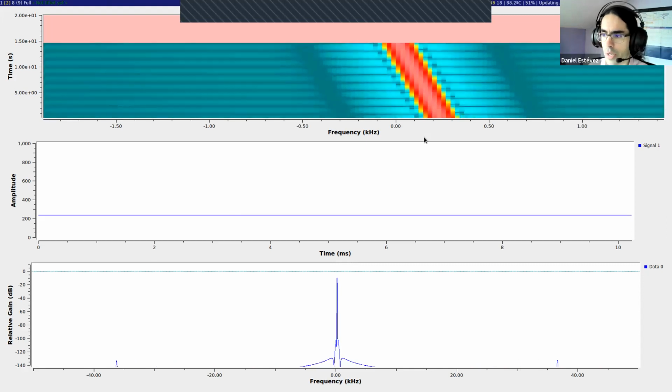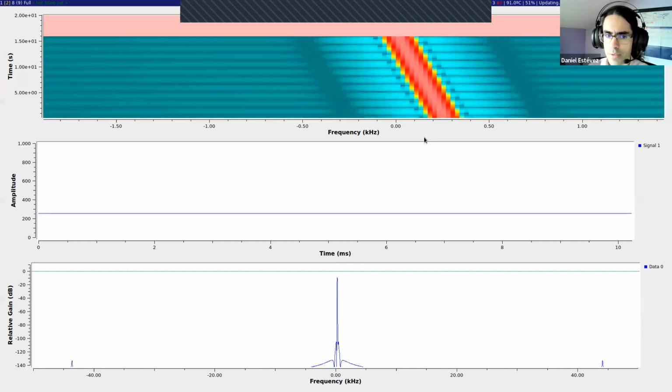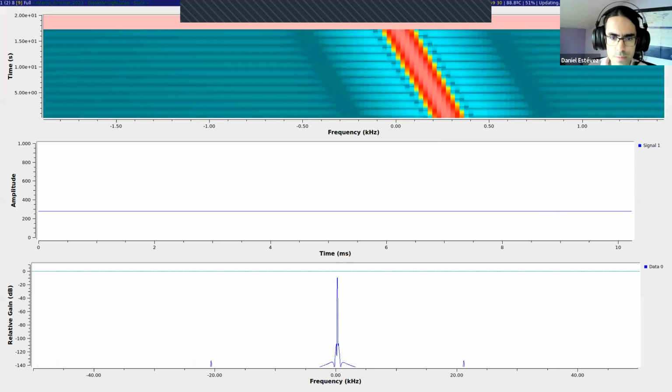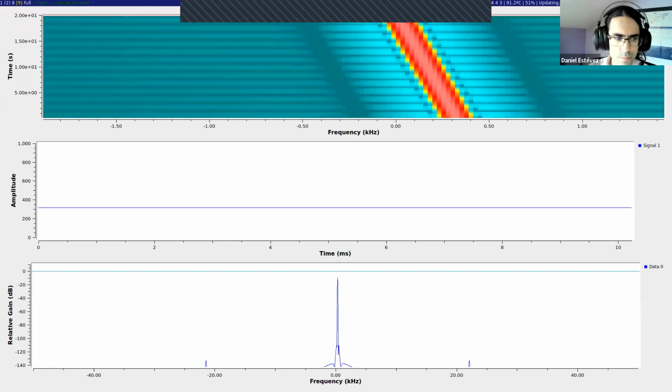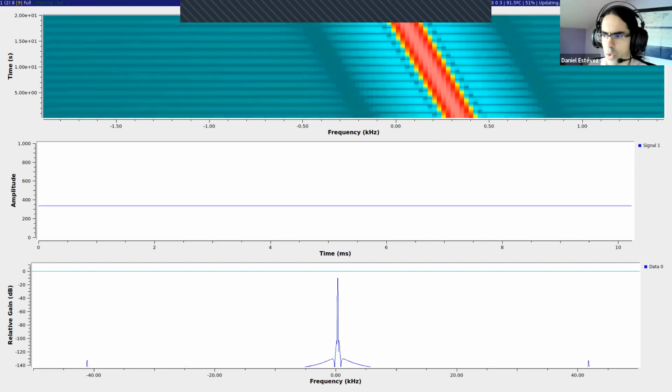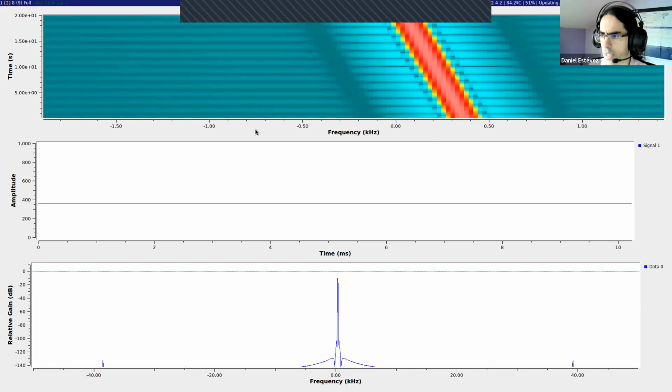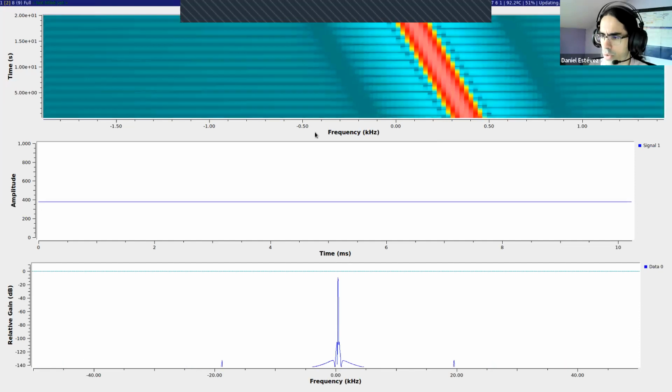Okay, so any questions about this flow graph? I'm also looking at the chat every now and then in case someone writes a question on the chat.